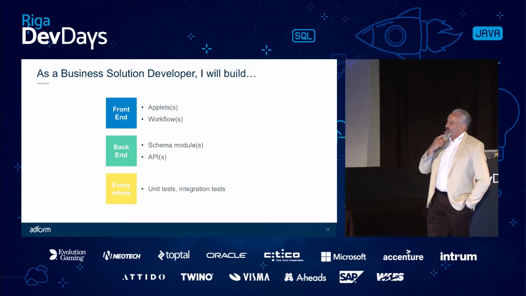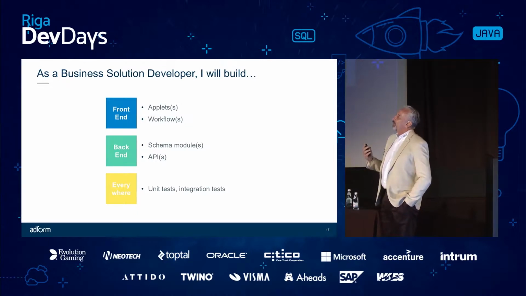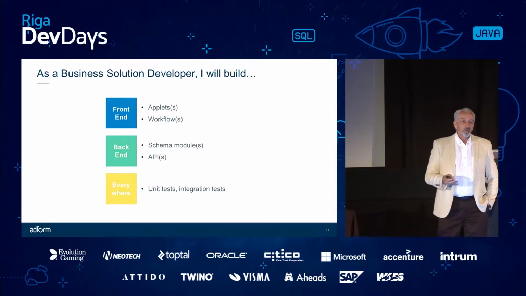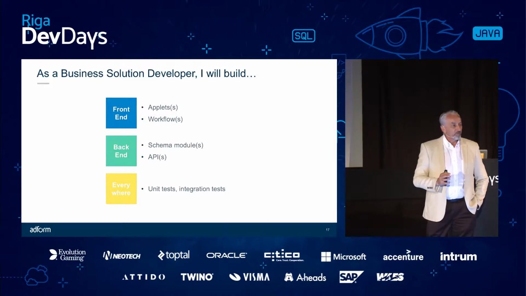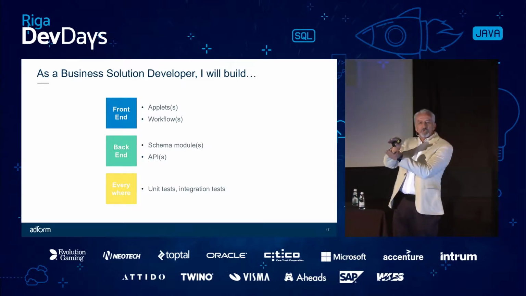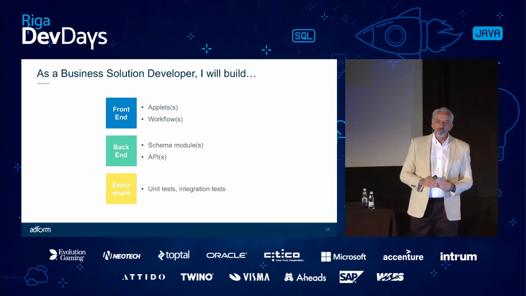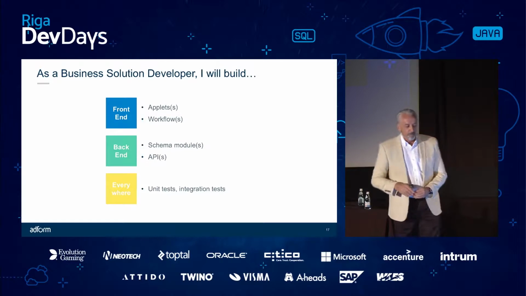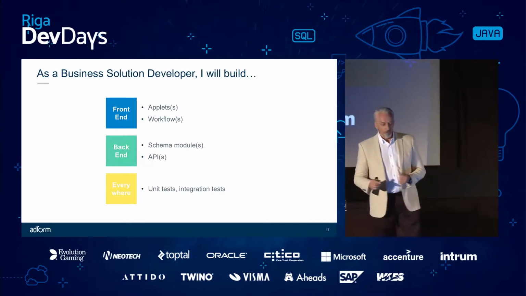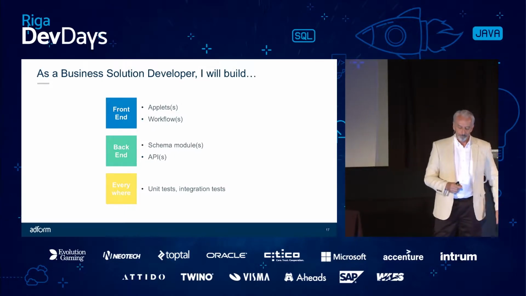So what do you develop? If you were a guy or girl working for us and you were a front-end developer or a business solution developer, what would you build? On the front end, you'd build this thing called an applet and maybe some workflows. On the back end, you would build a portion of the schema that would be presented by GraphQL, a chunk of it. So that's the type definitions and the operations that you would do with it. And maybe some APIs to publish out to the rest world if we still do that.